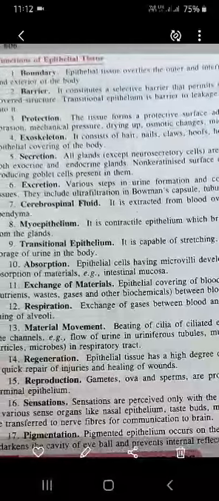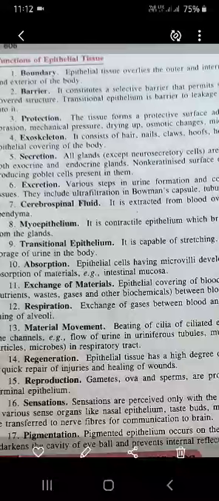Number third, it acts as protection. The tissue forms a protective surface adapted to meeting various stresses like abrasion, mechanical pressure, drying up, osmotic changes, microbes, harmful chemicals, etc.